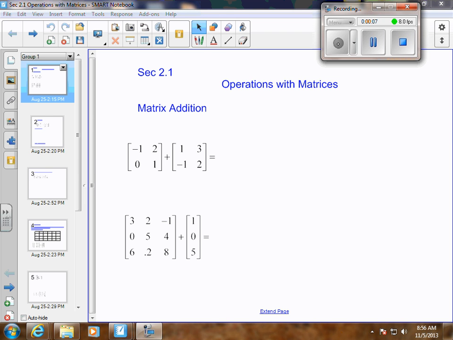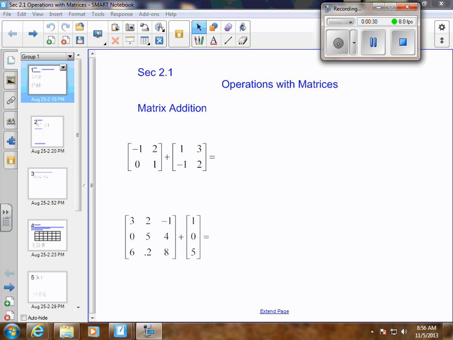I will break the lesson for November 8th down into two videos. So we'll start with section 2.1, operations with matrices. Please keep in mind that all of these operations are to be done without a calculator unless otherwise noted. We'll start with matrix addition.